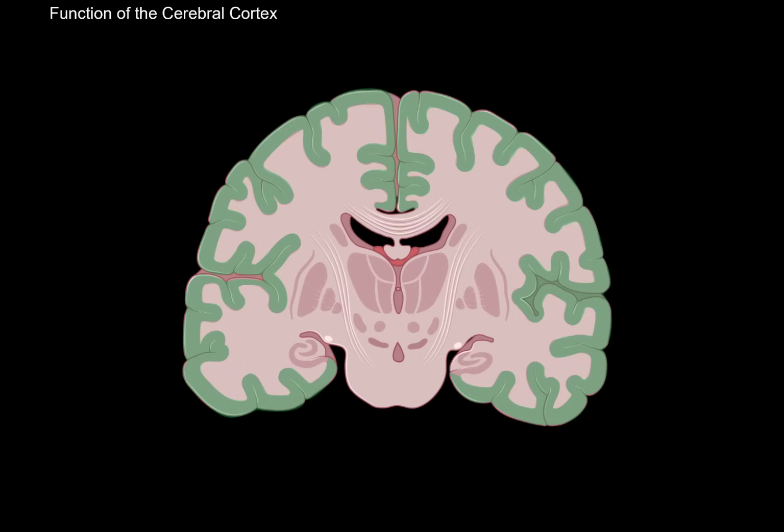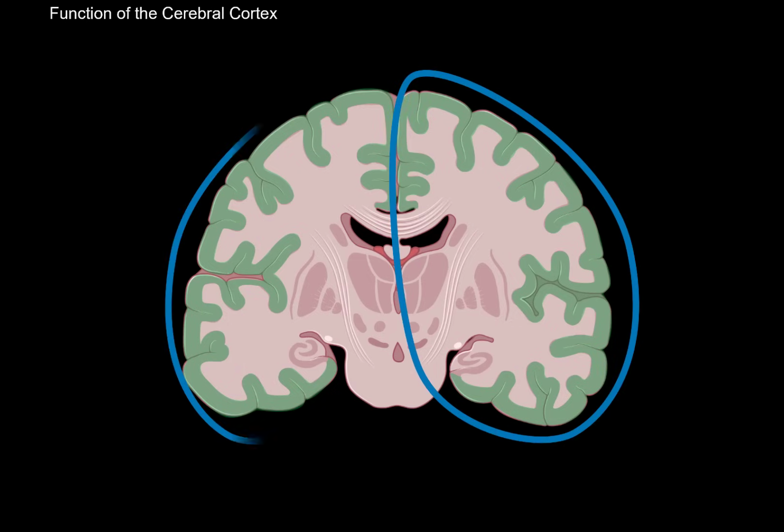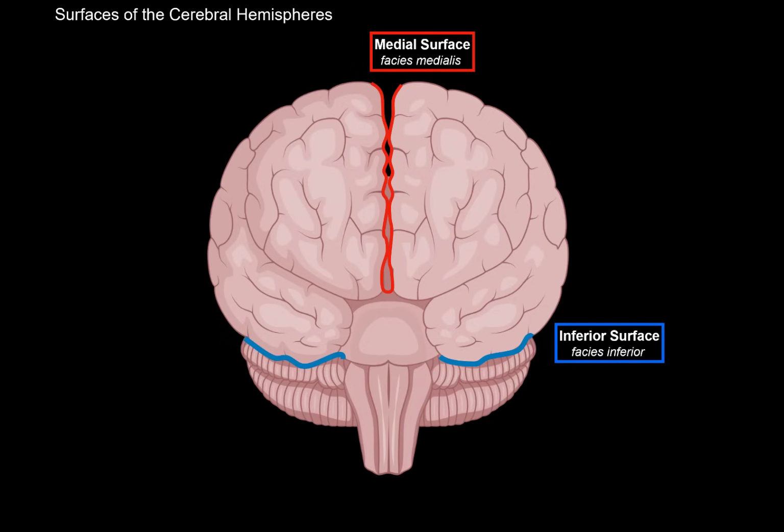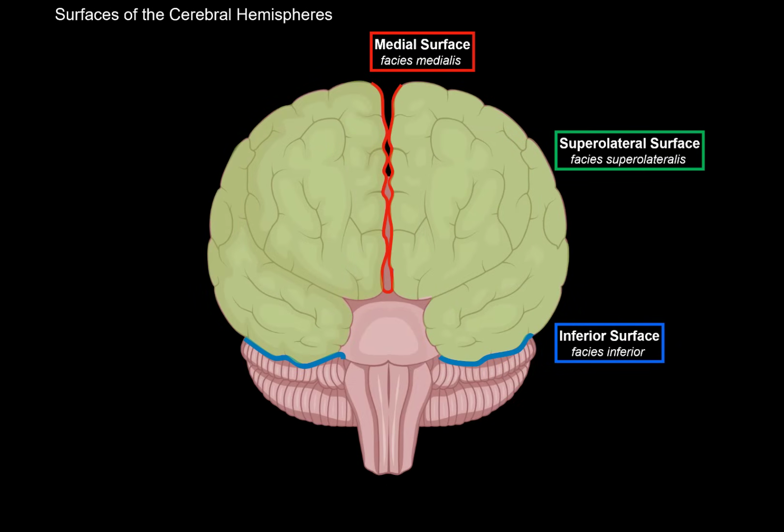Now, again, we got two hemispheres, the left hemisphere and the right hemisphere, and this is what the surfaces of these hemispheres look like. So let's talk about that a little bit. Each cerebral hemisphere has 3 surfaces. They have a medial surface facing each other, an inferior surface that faces the cerebellum, and a superior lateral surface, which is the largest surface of each hemisphere.